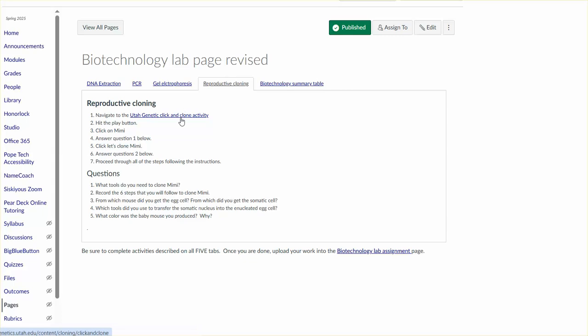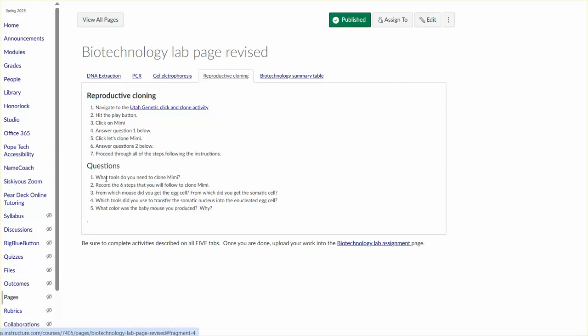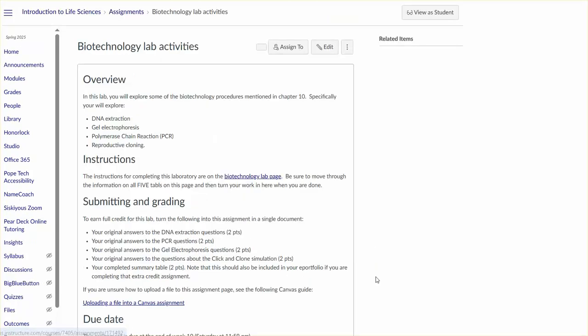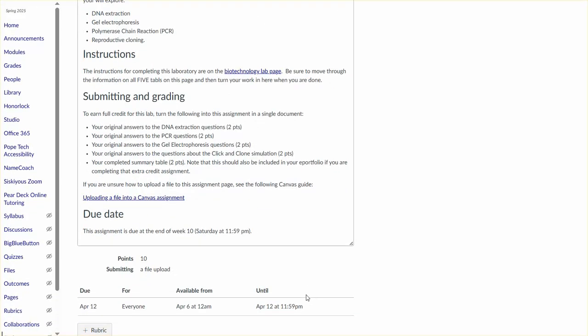There's another simulation here about reproductive cloning. Answer these 5 questions as you complete that simulation. And then finally, here's a study table that I'm asking you to fill out. Hopefully this will help you organize your understanding of all of these different techniques that were introduced in chapter 10 and in the content page. Turn in the study table and the answers to the questions in here.